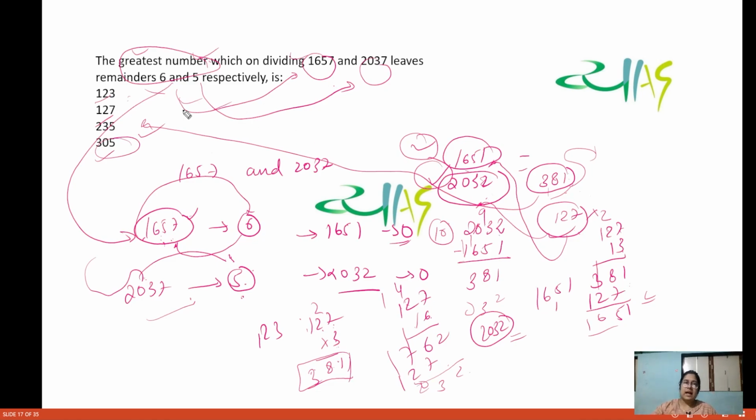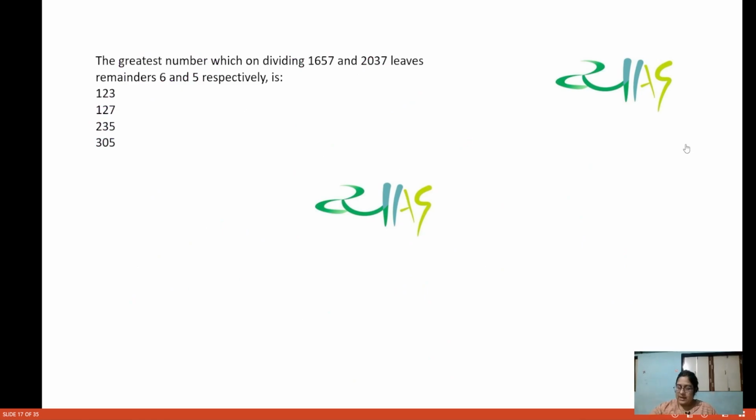Now what is the greatest number which on dividing? So obviously we are getting 127. You can check for 123, you are not going to get the multiples. So I hope everybody understands what I am trying to tell here. Let me clarify once again what the solution is. I am saying that the greatest number which on dividing 1657 and 2037 gives the remainder 6 and 5 respectively.